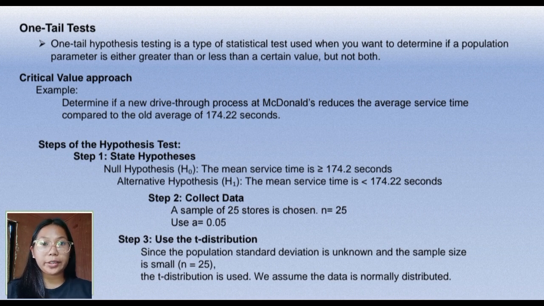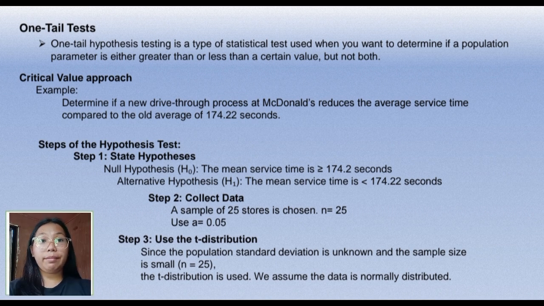Now let's move on to one-tail hypothesis testing. It is a type of statistical test used when you want to determine if a population parameter is either greater than or less than a certain value but not both. It is also called a directional test, focusing on a single direction of change from the null hypothesis. Unlike the two-tailed test, which assesses if there's any difference from the null hypothesis, one-tailed tests are used when there's a specific prediction about the direction of the difference.